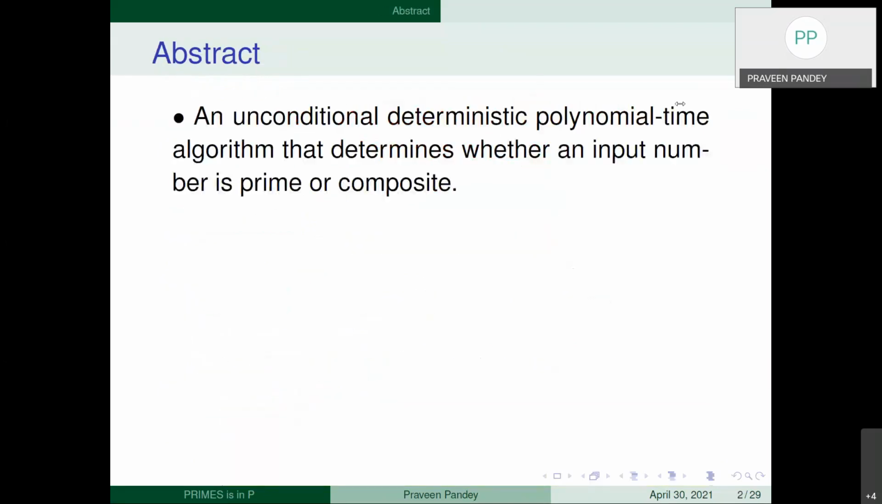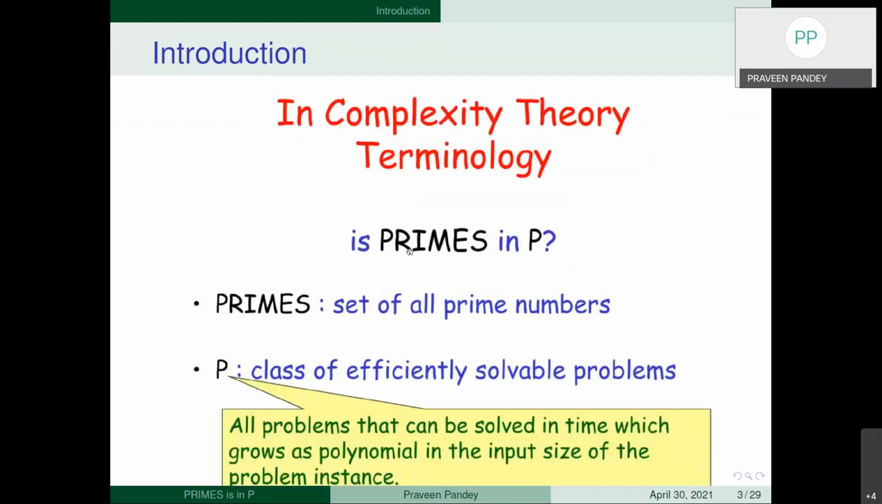So let's look at the abstract. The overall abstract of the paper is an unconditional deterministic polynomial time algorithm that determines whether an input number is prime or composite, and that too in a very efficient way. Let's look at the introduction. In complexity theory terminology, PRIMES is in P is the name of the paper. The first word, PRIMES, signifies the set of all prime numbers, and the second, P, signifies the class of efficiently solvable problems. This is the complexity theory part, P and NP.